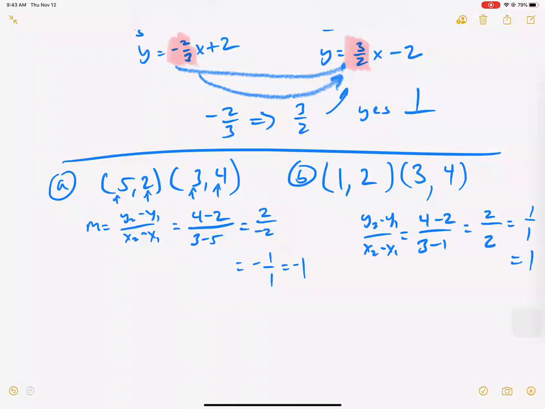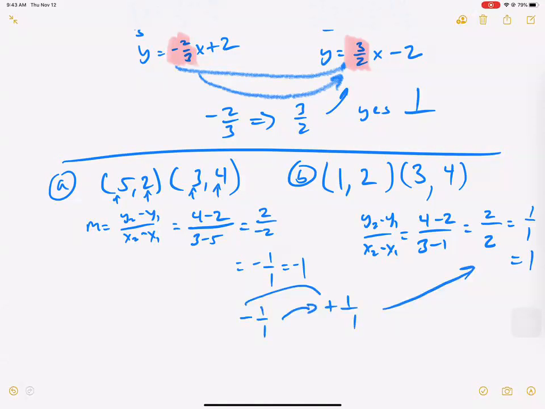Now, are these negative reciprocals of each other? If you take negative 1 over 1 and you flip it, it's still 1 over 1, right? And the sign becomes a positive. Yeah, these are perpendicular. And that's what they'll ask you sometimes. They'll ask you, are these lines perpendicular or parallel? It's really just a game that we have to play. It's a puzzle, and we're solving this puzzle.